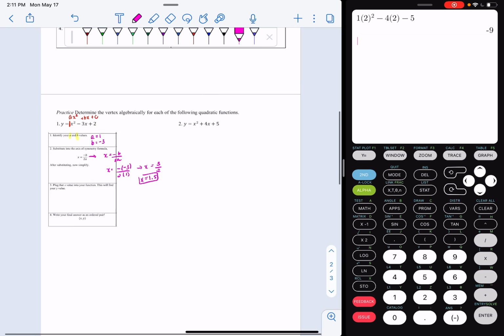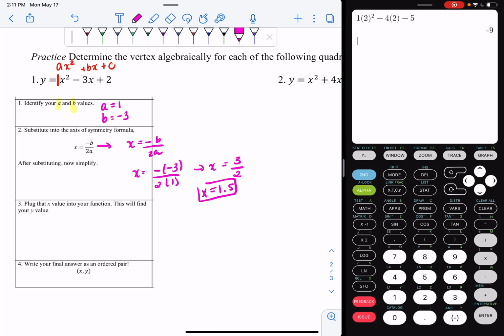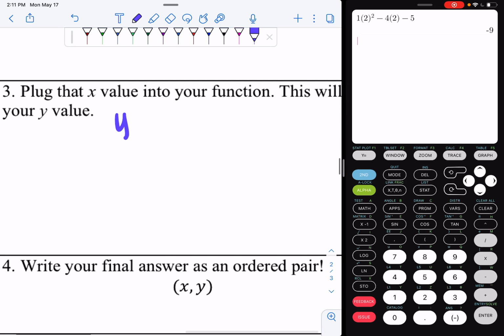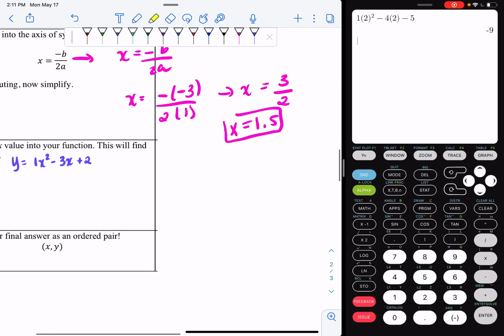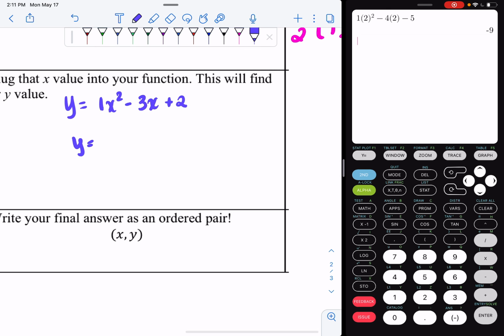Now step 3 says plug that x value into your function. This will find your y value. So we know our function is y equals 1x squared minus 3x plus 2. And I said everywhere I see an x, I'm going to plug in a 1.5. I'm going to plug in that 1.5, and now I'm going to type it into my calculator.